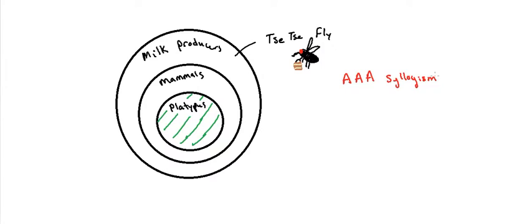So what we couldn't say is only mammals are milk producers, because that's not true. A tsetse fly actually produces milk. So there are some outliers. Mammals is not a subset of platypus, and milk producers is not a subset or exclusive to mammals.